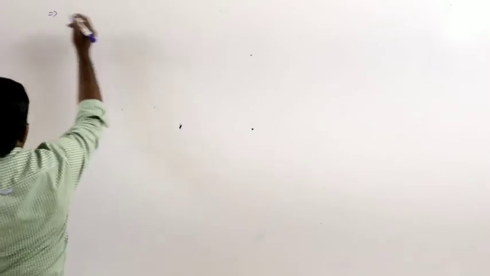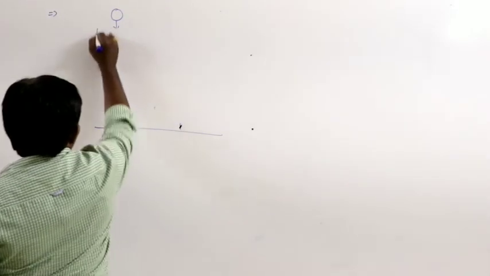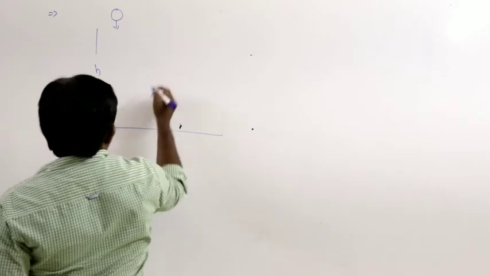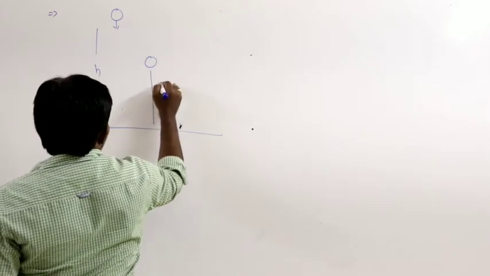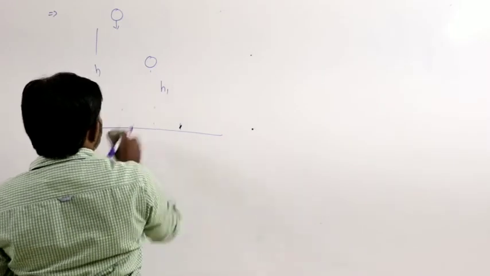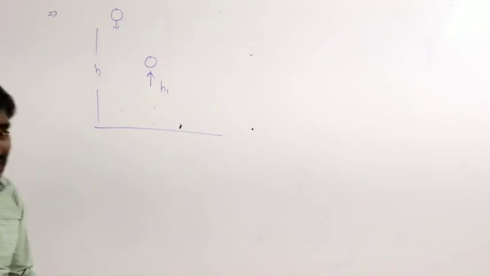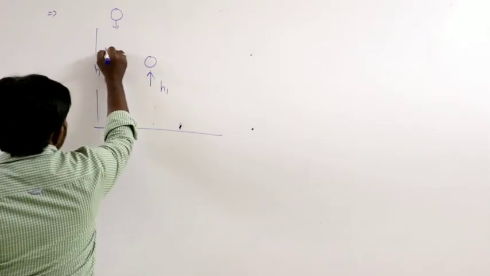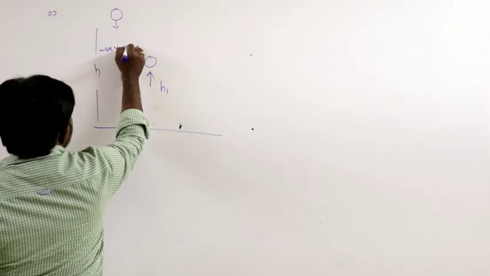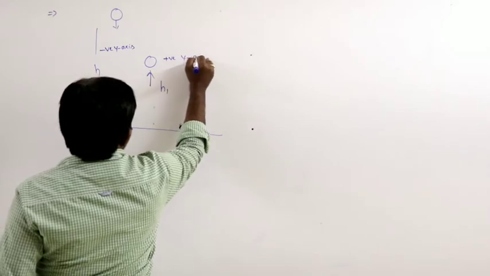Here let us come to the point. For example, if the ball is freely falling from a certain height, after striking the ground, then it rises to a height h1. What is the change in velocity here? Initially, the ball is moving towards the negative y-axis. Finally, the ball is moving towards the positive y-axis.